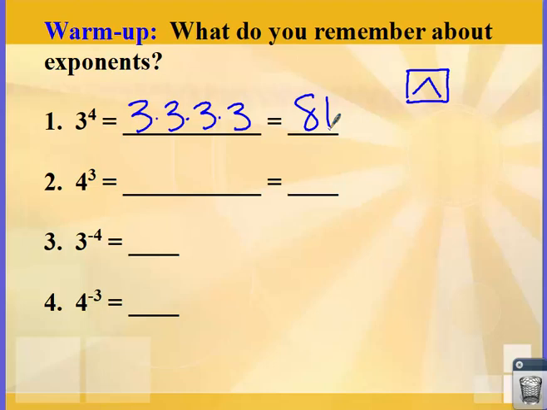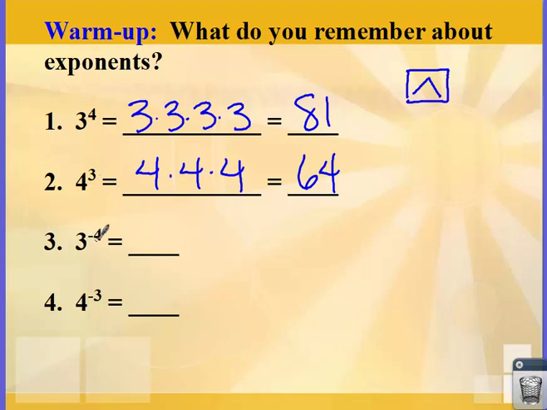Okay, so 4 to the 3rd power. If we did that one, we would get 4 times 4 times 4, because that means 4 times itself 3 times. If we were to type that one in, we would get 64. So if I have a positive exponent, that basically means I'm multiplying. Well, a negative exponent is a little bit different. If a positive exponent means that we're going to multiply, a negative exponent means that we're going to divide.